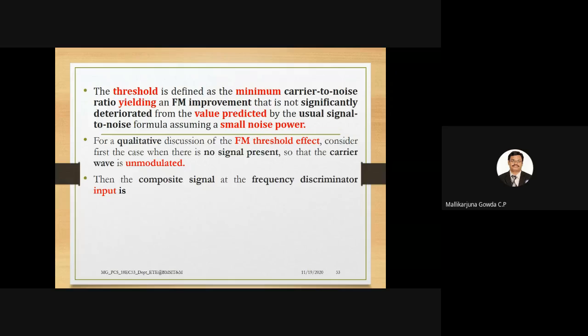To have a qualitative discussion of this FM threshold effect, let us first consider that there is no message signal present. Then the carrier signal will be unmodulated, so I will be getting the unmodulated carrier only. How do I express that composite signal at the frequency discriminator input? That is shown here.